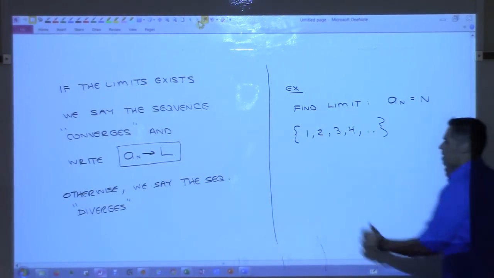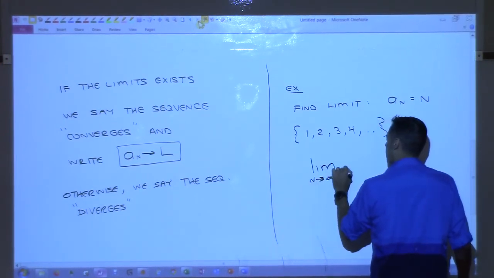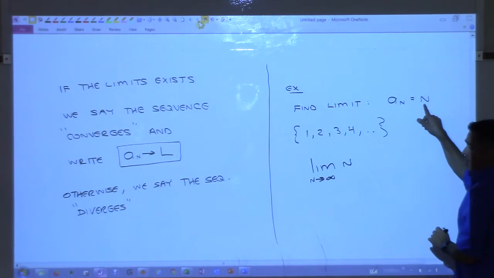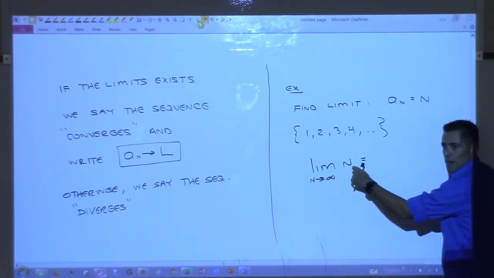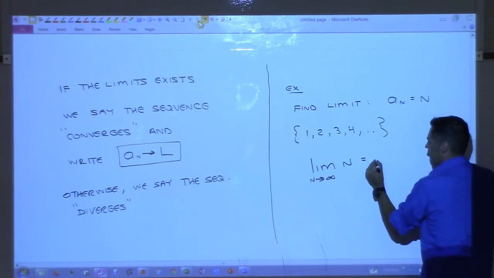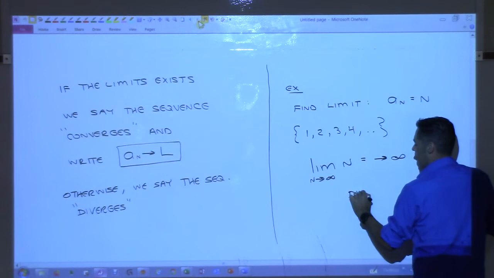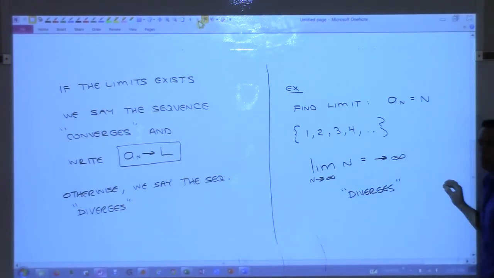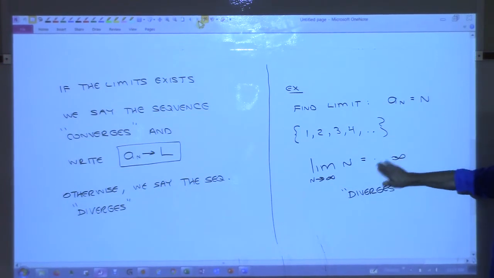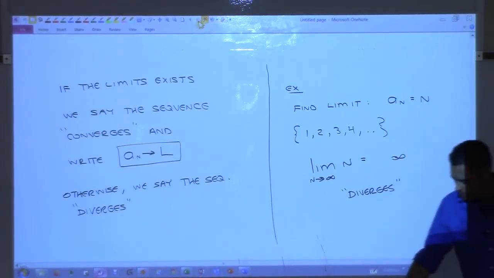So if we take the limit as n goes to infinity of n itself, that's our sequence. It's obvious to everyone that this thing goes to infinity. So this thing basically heads to infinity. So this diverges. We could say, if you want, we can say it's equal to infinity. I mean, it's not, but.